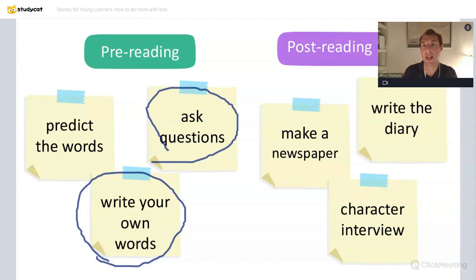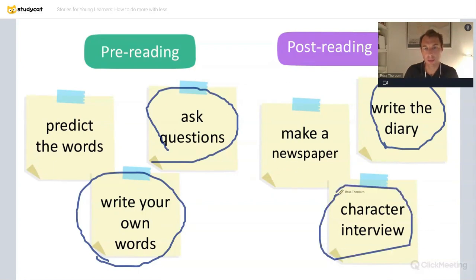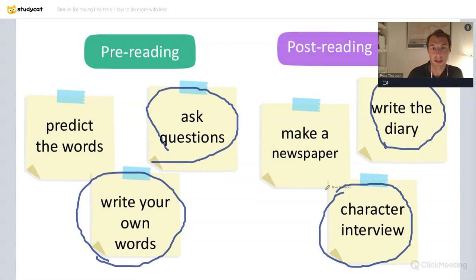Write a diary, pretend you're the main character, write a diary of what happened today, or you could write that together as a class. Students can tell the teacher what to write. You can do that interview, right? Write some questions, ask someone else pretending to be that character. If you've got a story with 2 different characters, you can give different students different roles. And you can also get students to do something like make a newspaper article out of it. Okay, so that's pretty much it.